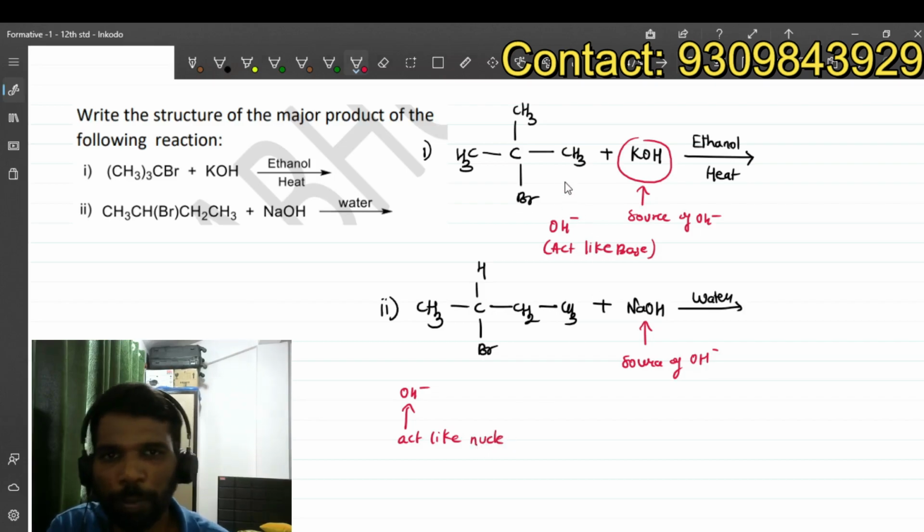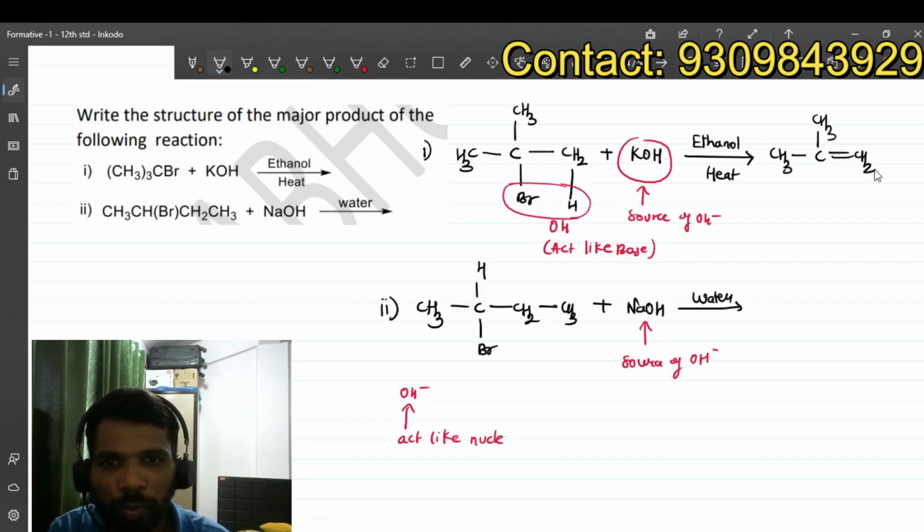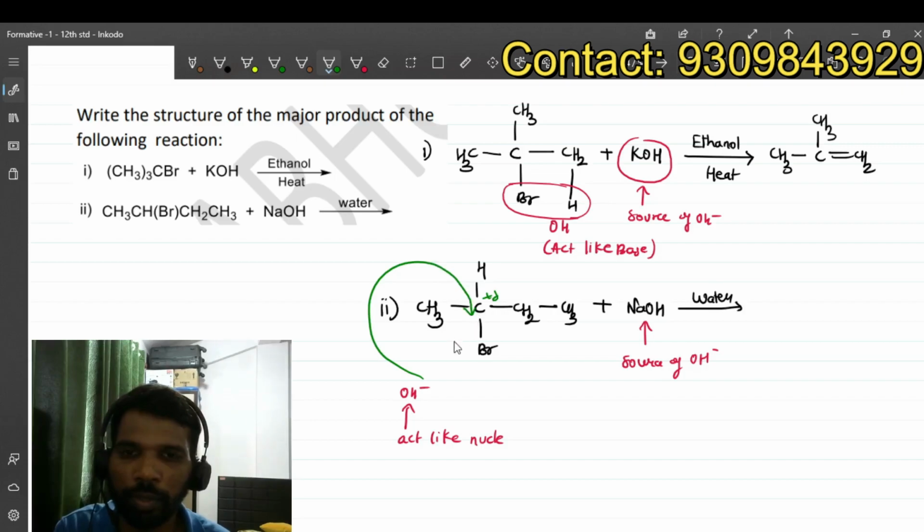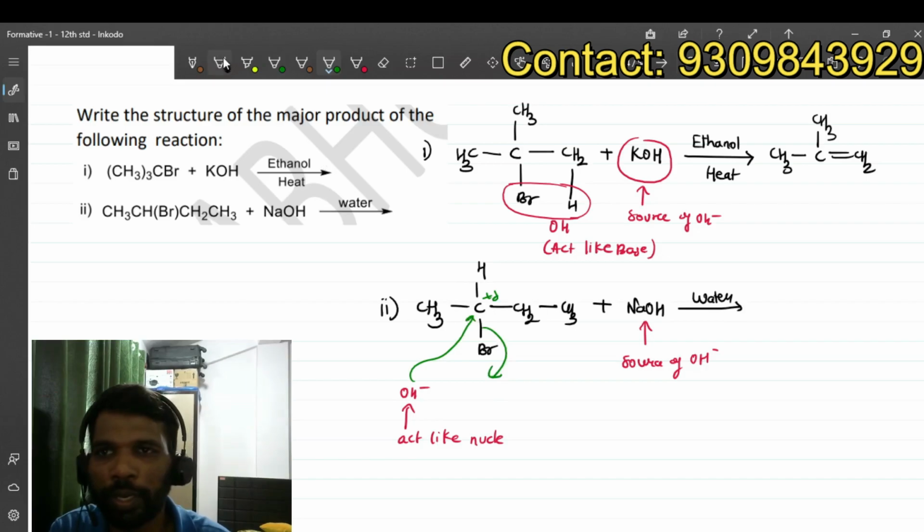So base means what? Abstraction of the proton, the beta proton. So this is the hydrogen. There are three hydrogens, so I'll split this. After abstracting this, we will remove this and you are going to get this alkene. And what about this? This is going to attack on this carbon because it is partially positive. The longer bond is going to break. So what compound you are going to get? Alcohol over here.